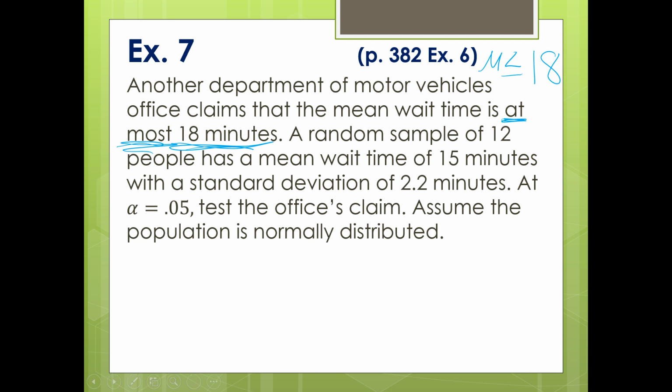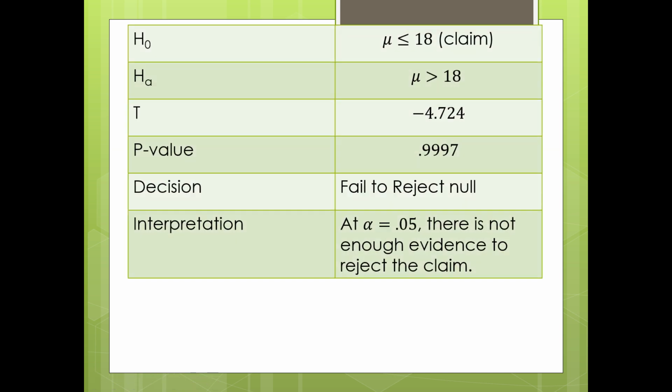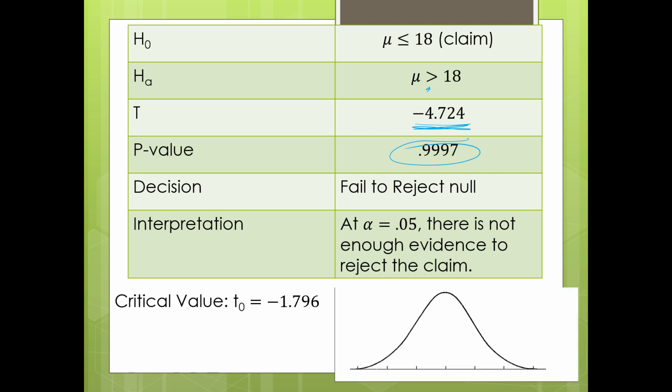Again, answers are coming. Pause it if you want to work on it. This one had a really high p-value. If you notice, our t-score was way over to the left, but this was a right-tailed test, so we weren't even close to rejecting here. Our critical value was negative 1.796, so we're right around here.